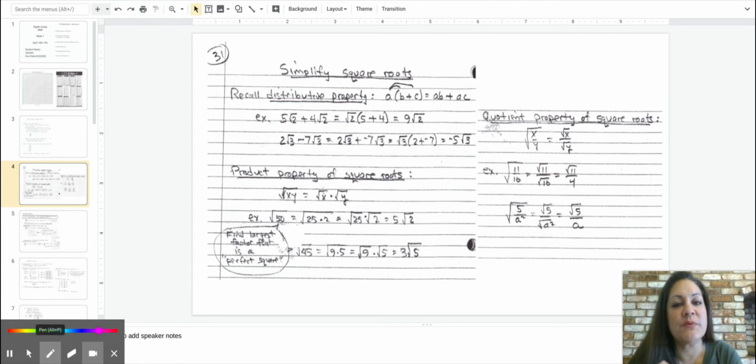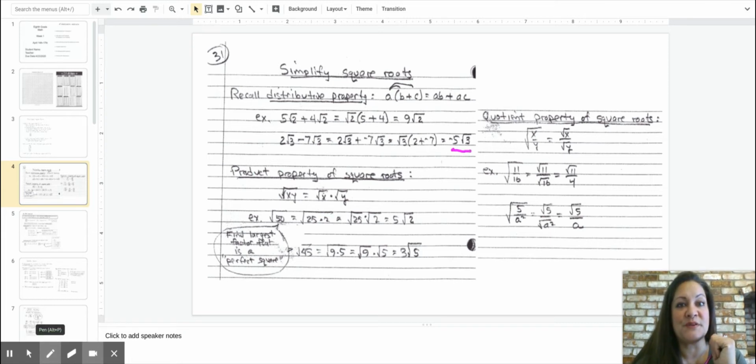And that gives you square root of 3 times 2 plus negative 7. 2 plus negative 7 is negative 5, gives you an answer of negative 5 times the square root of 3.